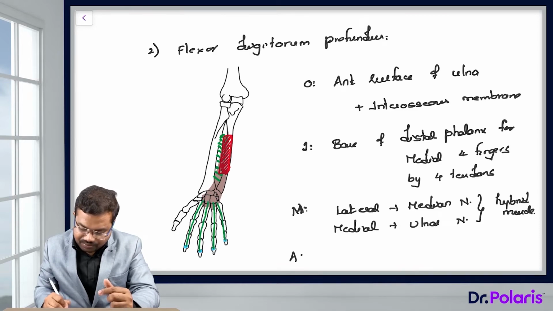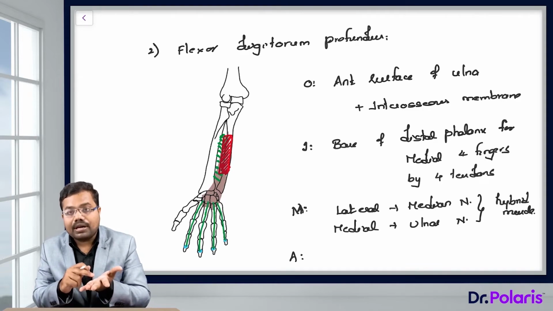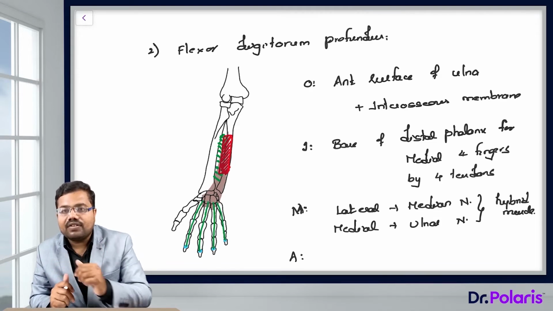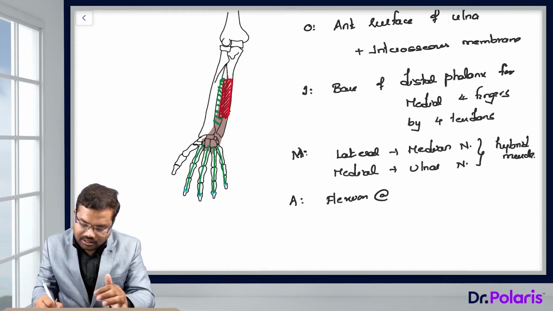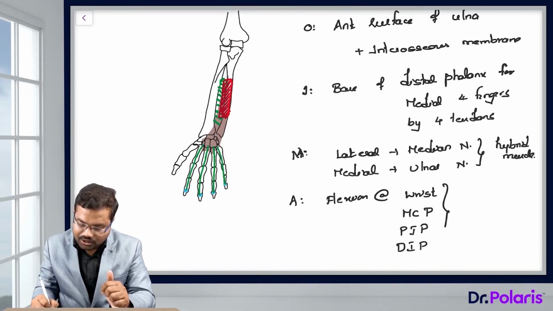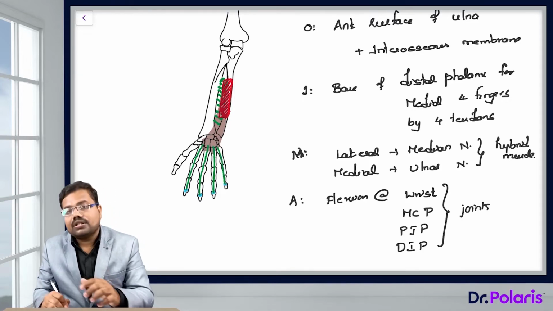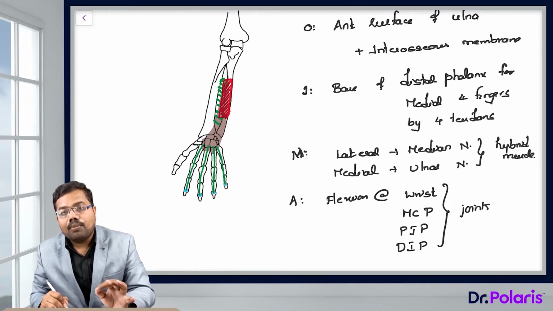And what is the action? As it crosses the wrist joint on the front side, and also crosses the metacarpophalangeal joints, proximal interphalangeal joints, and the distal interphalangeal joints on the anterior side, at all these levels it causes flexion. So flexion at the level of the wrist joint, metacarpophalangeal joints, proximal interphalangeal joints, and distal interphalangeal joints. At all these joints it crosses on the anterior side. Okay, so that's about the flexor digitorum profundus.